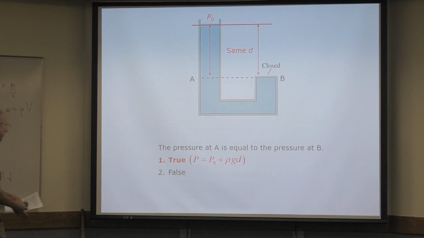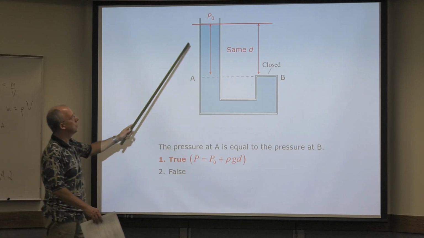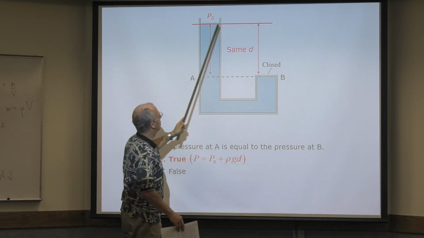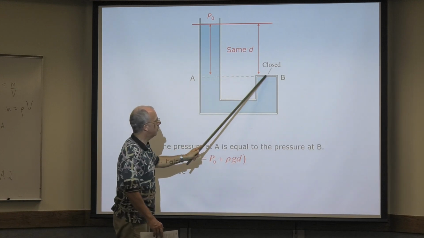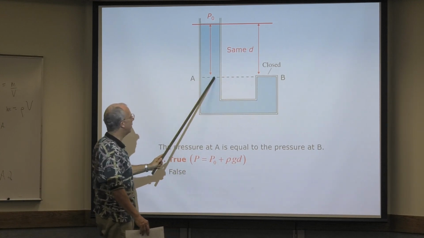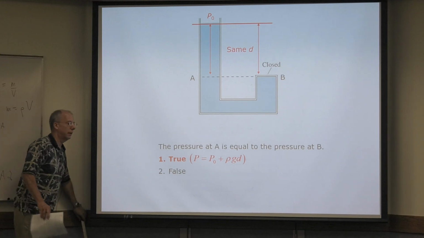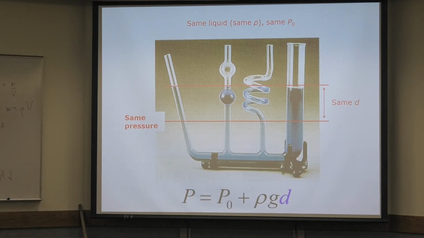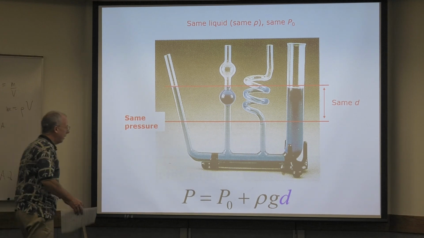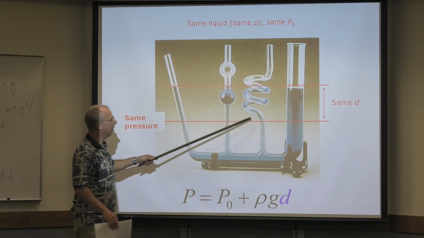It's true. This is the open surface of water, and so this is the depth here, which is the same as here. So this pressure here would be exactly the same as that pressure there. Kind of interesting, huh?